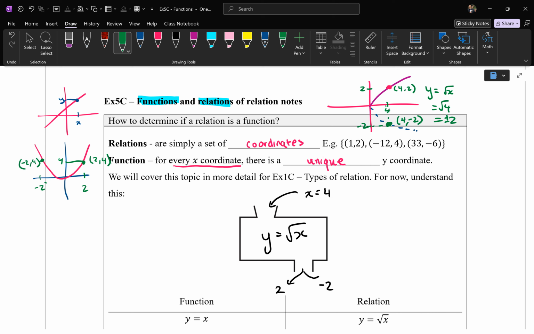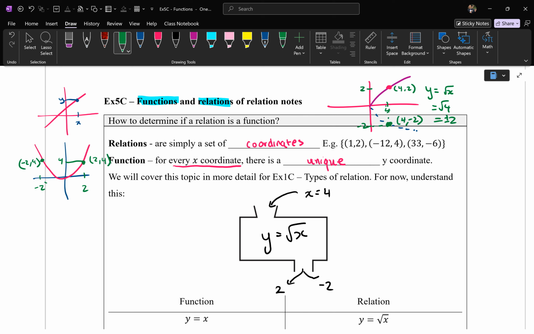You got 2 different x's, but only one y. So as long as you have one y value that comes out of the machine or function, then we call that a function. If you get more than one, we call that a relation. Does that make sense? That's pretty much what exercise 5C is.